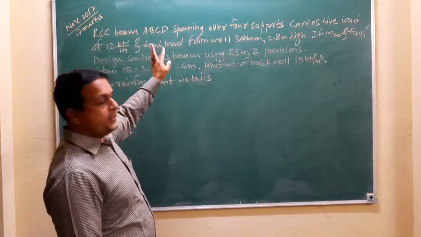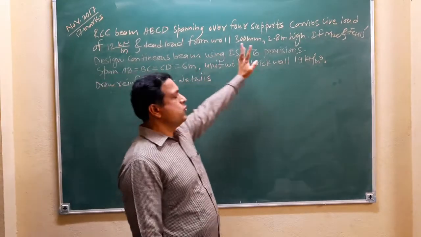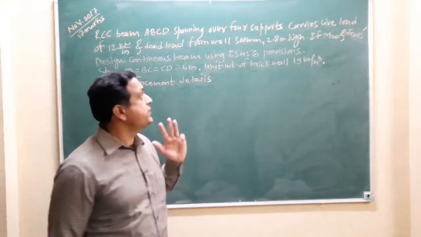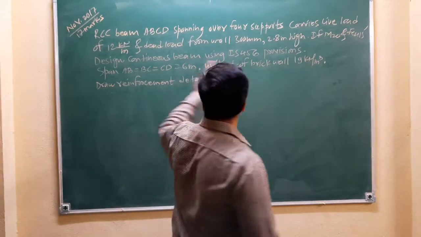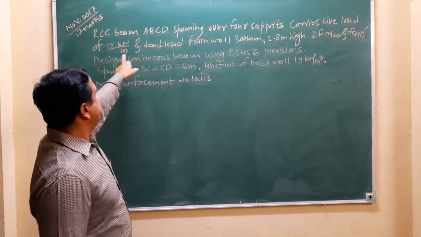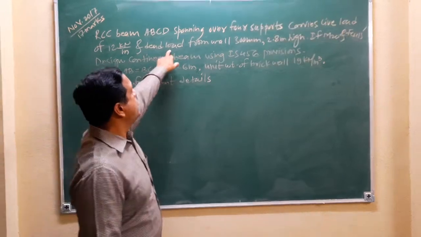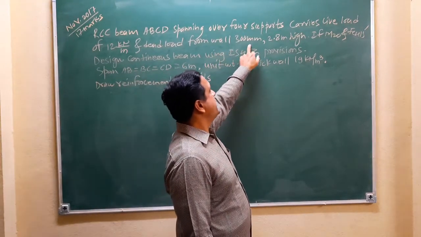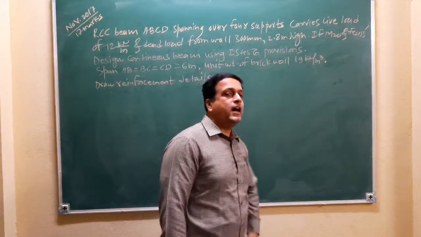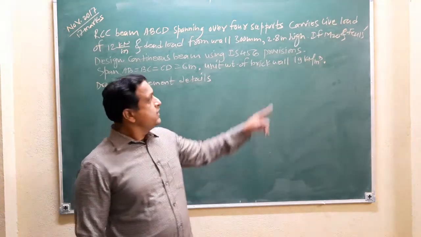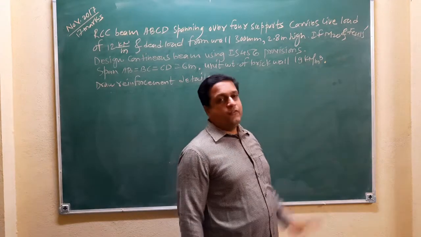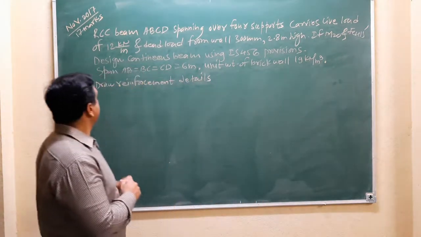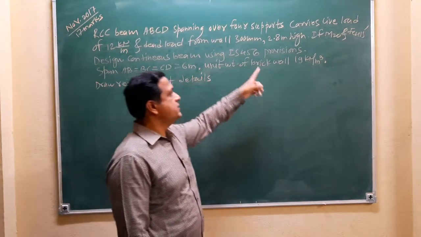RCC beam ABCD spanning over 4 supports. Spanning over 4 supports means it has 3 spans. It carries a live load of 12 kN per meter and dead load from a wall 300 mm wide and 2.8 meter high. If M20 and Fe415 material combination is used, design the continuous beam using IS provisions.